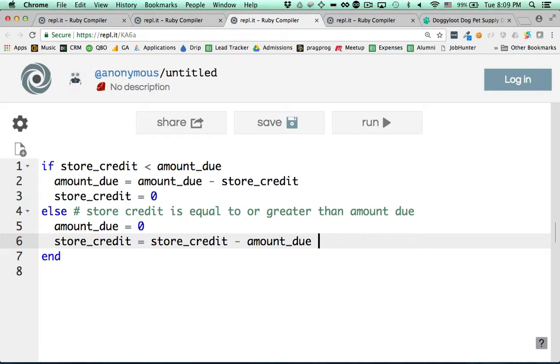Later at Doggy Loot, I did make a mistake in my code that cost the company tens of thousands of dollars. And I apologized to the CEO, and it was all good. Depends on your situation. I was lucky.